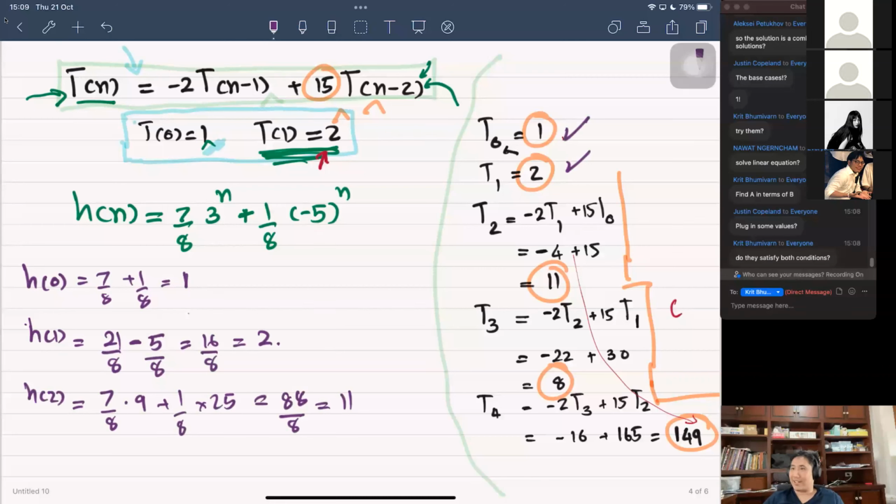Looks like magic, right? Or h of 3 is going to be 7/8 multiplied by 27, minus 5 to the 3. This thing is too hard, you just trust me on this one. Just hope it's 8. You can put it in the calculator.